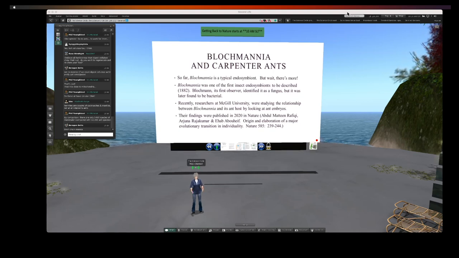So the work that I want to talk about was done by some people at McGill University, Rafiqi, Rajakumar, and Abouheif. They were studying the relationship between Blochmannia and its ant host, and they were looking at how the ant embryos developed and how they interacted with the bacteria. The reference for the article is given there, and it's also in the references.